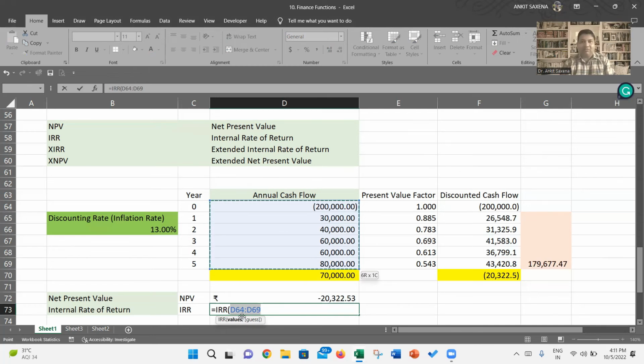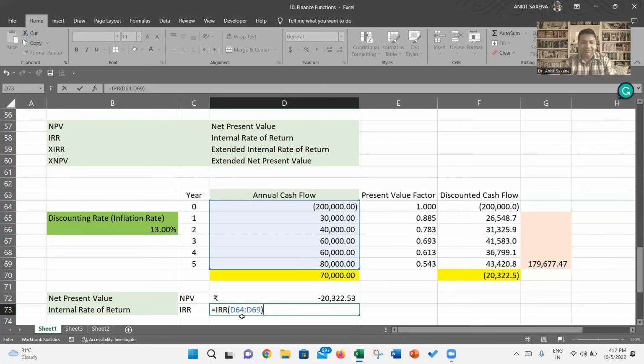So please remember, one number has to be negative. It is not necessary that the outflows will be only at the beginning. It may be multiple times during the project, but at least one negative number has to be there to calculate this number. If I just enter here, it is asking me for a guess. I don't want to make any guess, I want a concrete answer.